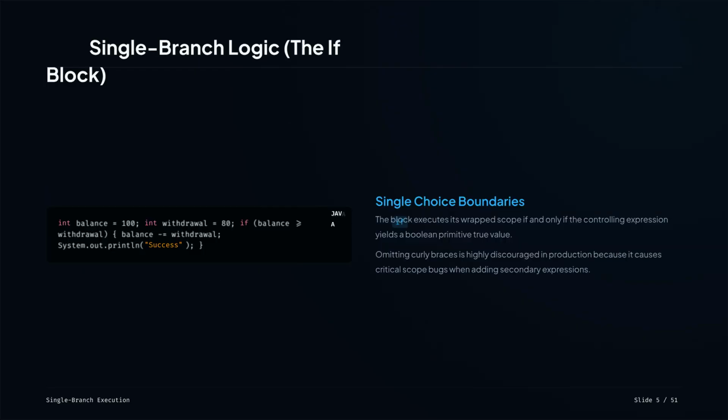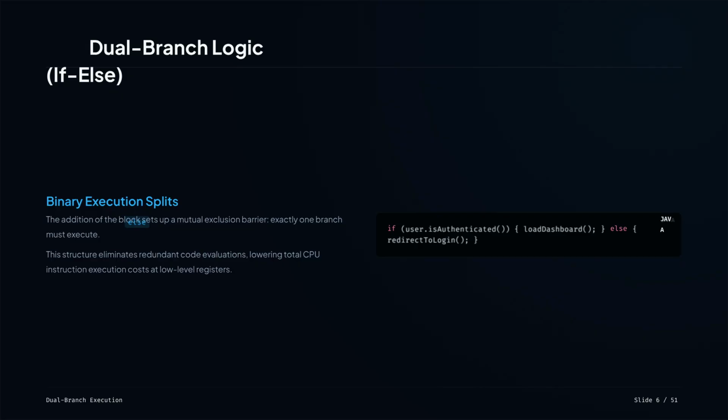A single branch "if" block executes its wrapped scope only if the controlling expression evaluates to true. It is considered best practice to always use curly braces in production to avoid scope-related bugs when adding further expressions. Moving to dual branch logic, the "if-else" structure introduces a mutual exclusion barrier, ensuring exactly one of the two branches executes. This effectively eliminates redundant code evaluations and optimizes instruction execution at the register level.